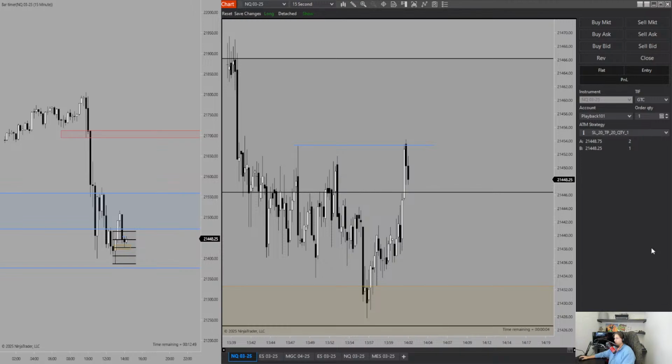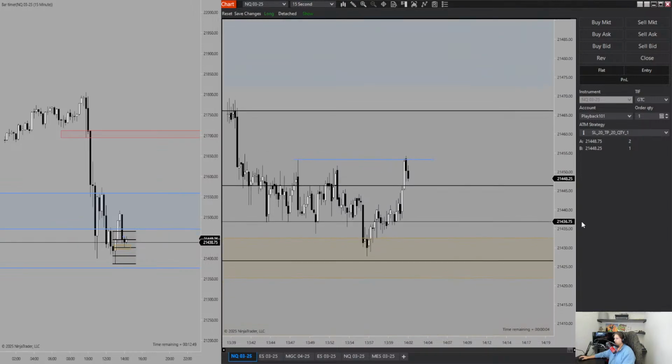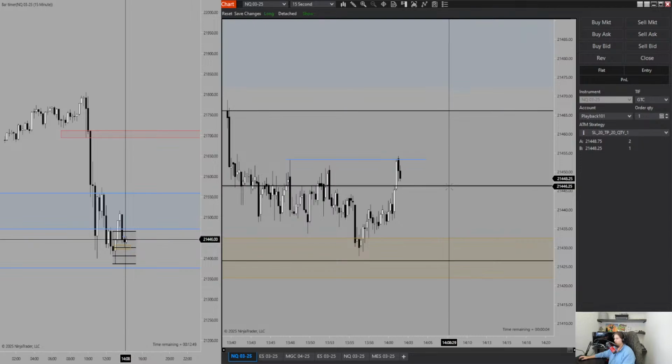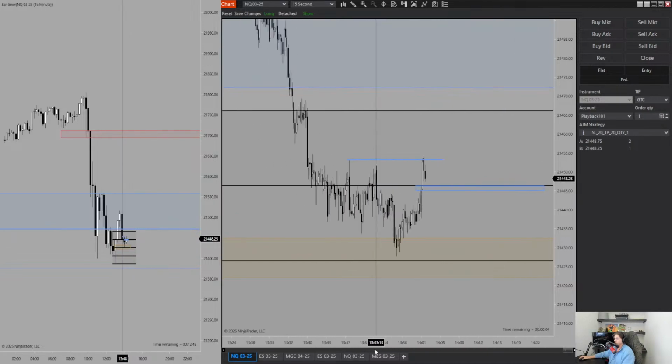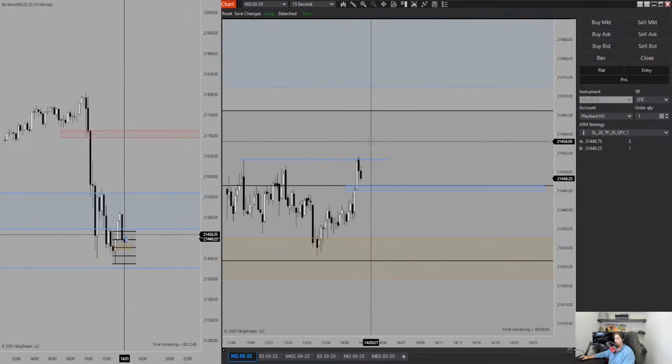Now here's where it's a little tricky. I'm going to try to run one a little bit more aggressively, but we didn't close above it, and the more conservative play would be to wait for the close, but here I'm just backtesting.